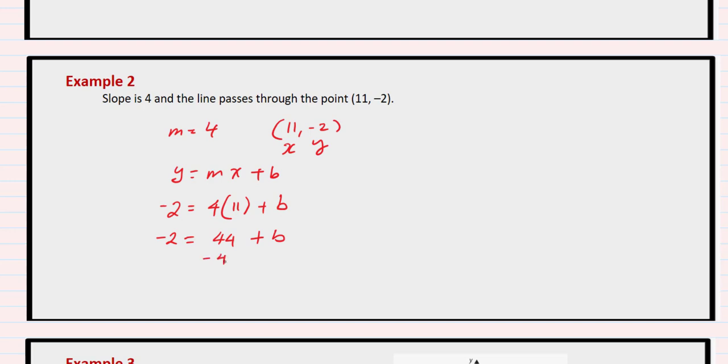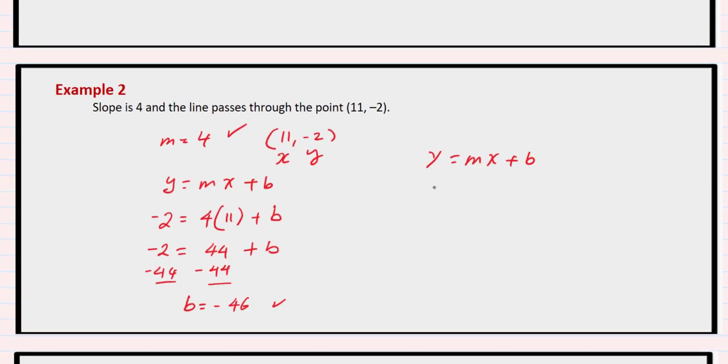Now let's subtract 44 from both sides. So we have b equals negative 46. Now we have the slope and we have the y-intercept. We can find the equation. Y equals mx plus b, y equals m is 4, x minus 46. That would be the equation.